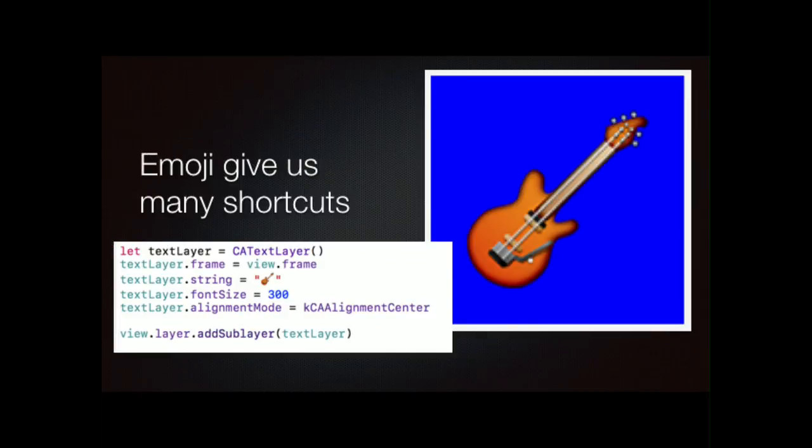The emoji do give us a lot of shortcuts though, because we can create a text layer, set the frame, font size, set an alignment mode to the center. And you'll notice that we're able to quickly throw a graphic on the screen. So we're going to take advantage of this quite a bit as we go through the rest of our examples.